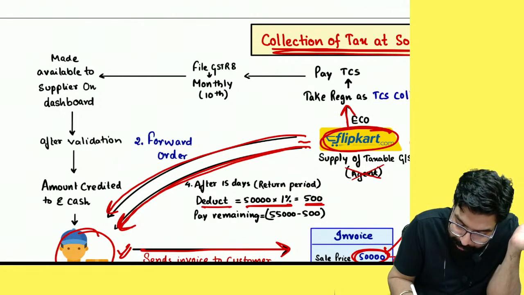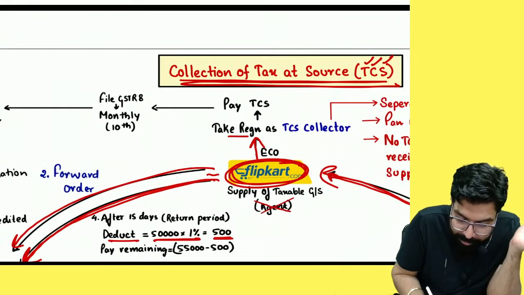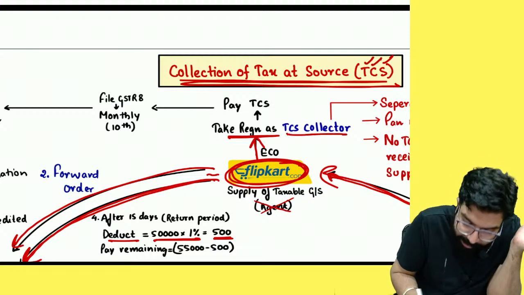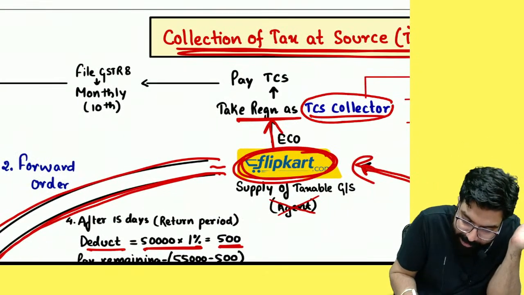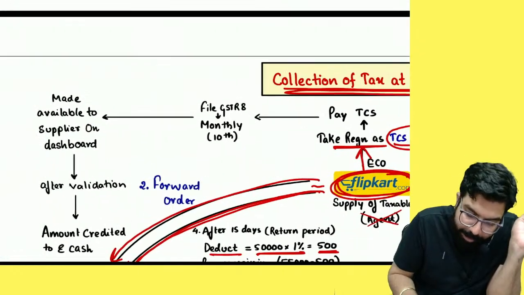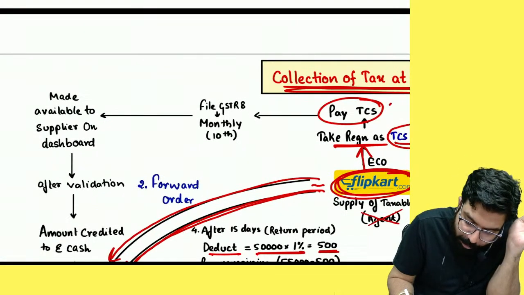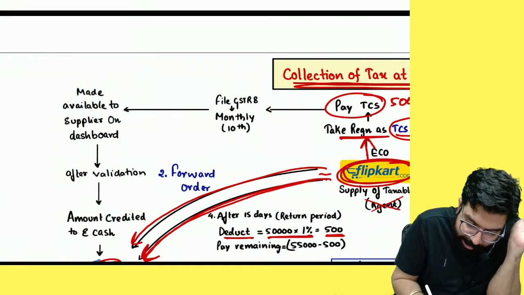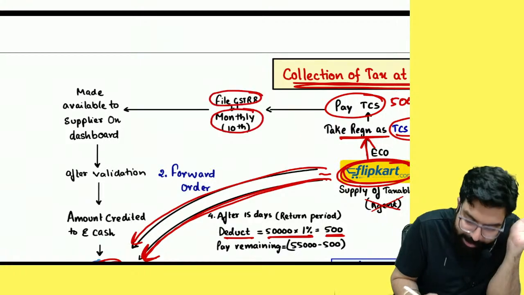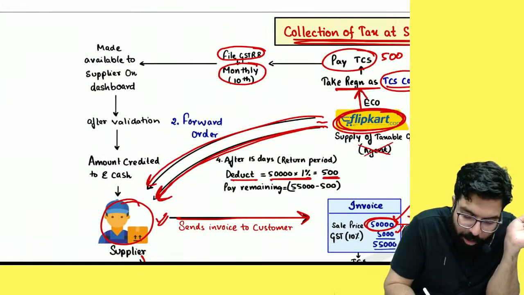Now this Flipkart e-commerce operator, how much will he deduct, everyone? TCS. He will first of all take registration as a tax collector. He will pay the TCS. How much was the TCS, everyone? 500, and he will file one return, which is GSTR 8, by next month. Now tell me one thing. How much did the government get? 500.